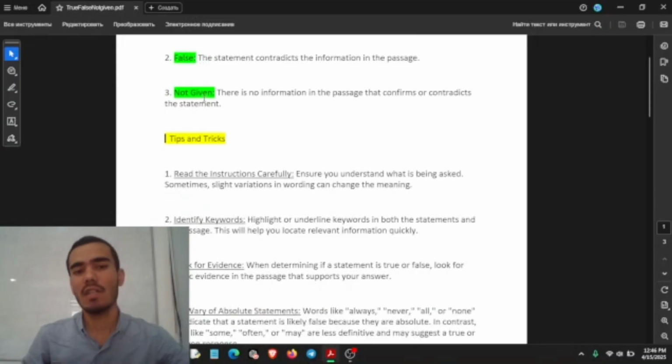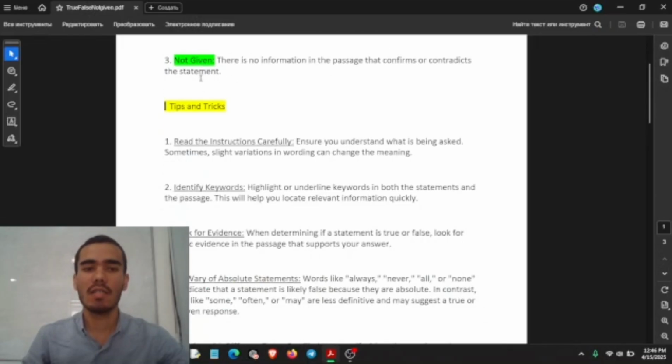Not given is when there is no information in the passage that confirms or contradicts the statement.